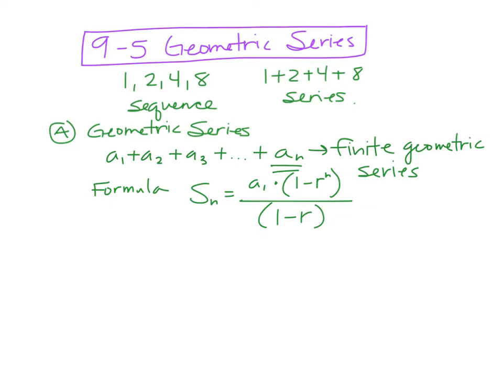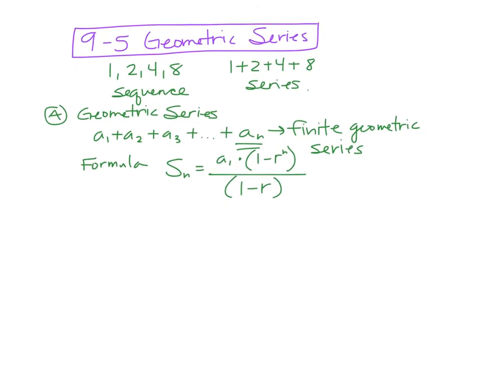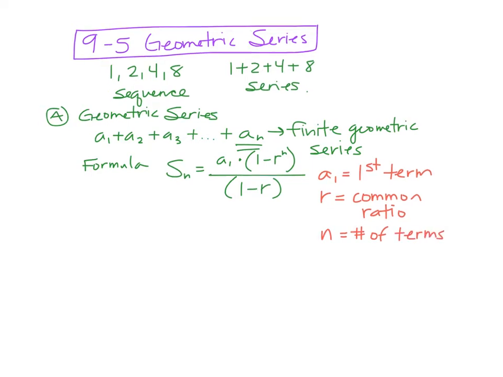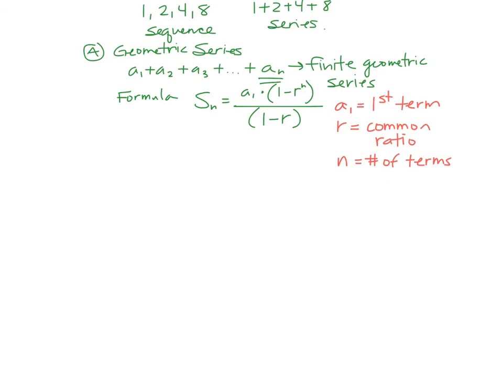So in this formula, let's just remember what all these things mean. A sub 1, pretend you can speak to me and tell me what A sub 1 is. That is your first term. R, what does R stand for? It's the common ratio, right? That's what we're multiplying by each time. And then n is your number of terms. Okay, so we're going to use that for a few problems here.